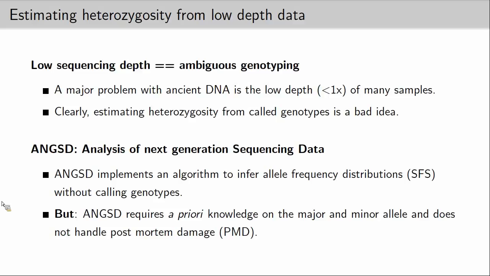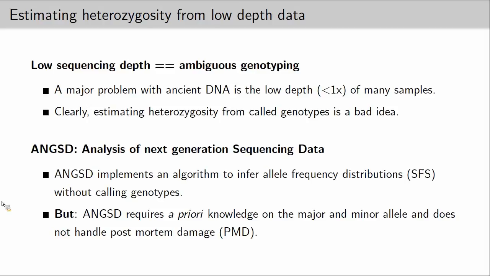One of these commonly used tools is ANGSD, which stands for Analysis of Next Generation Sequencing Data. It offers an algorithm that infers allele frequency distributions or site frequency spectra, SFS, without ever calling genotypes, okay? And they show that you can infer these distributions even if you have coverage of 1 to 2x, usually for a sample.